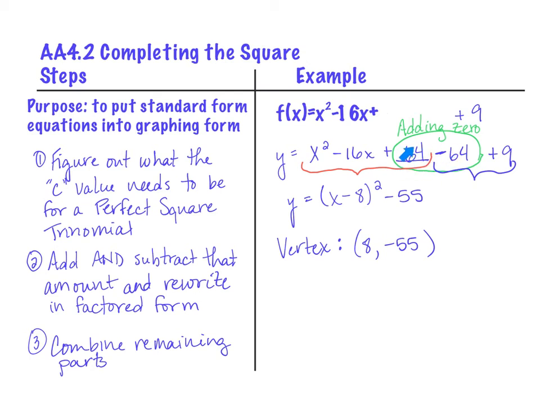Figure out what that c needs to be, add and subtract that amount, and then rewrite in factored form, that's our x minus 8 squared, and combine the remaining parts, negative 64 plus 9. Now this can be done in a lot of ways. Sometimes people prefer to add the 64 here and then add it over here, and then eventually subtract it from the other side. However, if you find a different way that works for you, then by all means use that method.